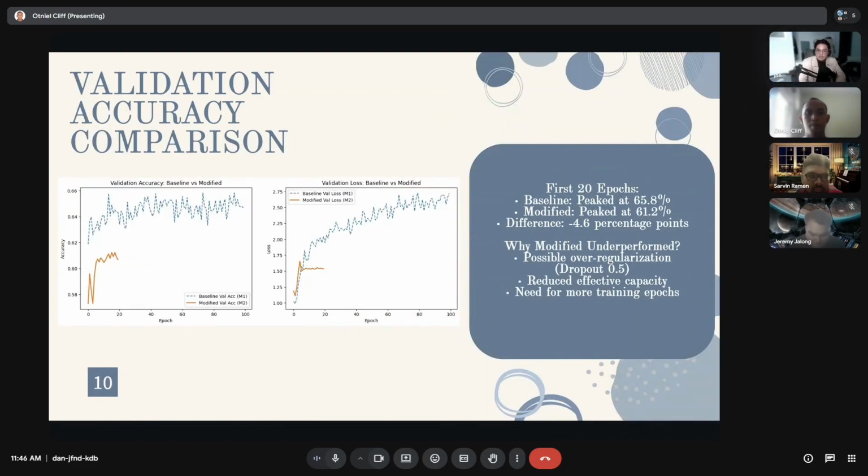Next. This slide compares the validation accuracy between the baseline and modified models during the first 20 epochs. The baseline model peaked at about 65.8%, while the modified model peaked at 61.2%, which is about a 4.6 point drop. The main reasons the modified model underperformed are likely over-regularization, especially using a dropout rate of 0.5, and the reduced effective capacity of the model. Additionally, the model was trained for fewer epochs, which may not have been enough for it to fully converge. This highlights that while regularization is important, it must be carefully balanced.